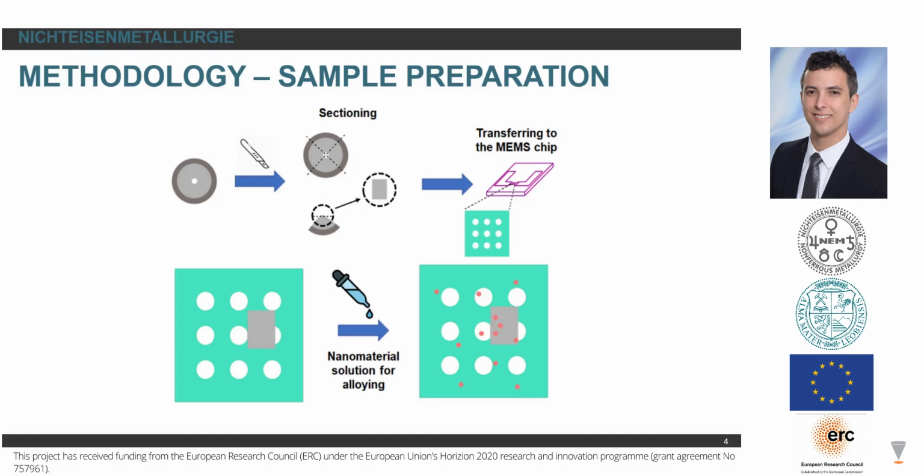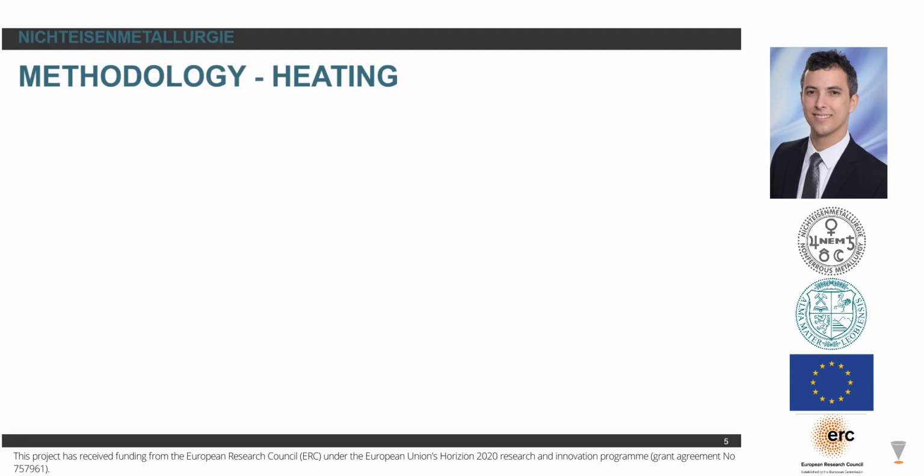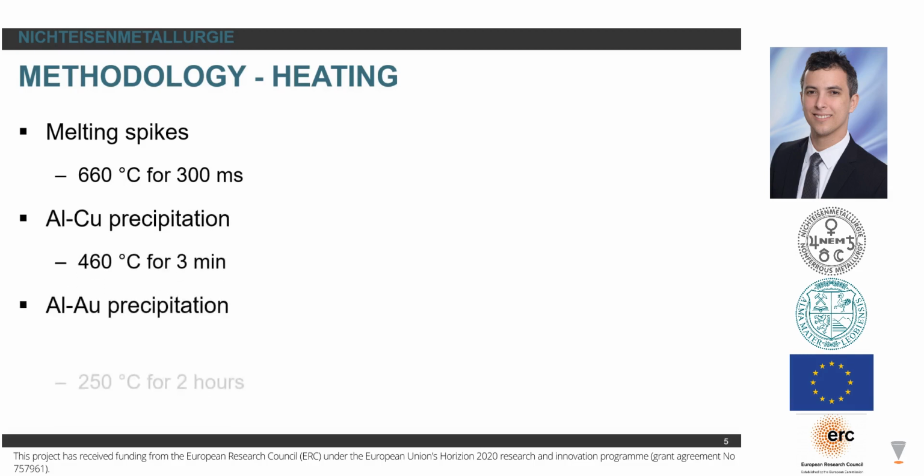Then after that, we went to the important part of the work, the heat treatment. The heat treatment is of three different kinds. At first, as you see, we have aluminium copper and aluminium gold systems. We did a melting spike for aluminium copper at 660 degrees Celsius for 300 milliseconds. The idea here is to reach aluminium melting temperature fast enough that you don't have agglomeration and have the same shape of material before and after melt.